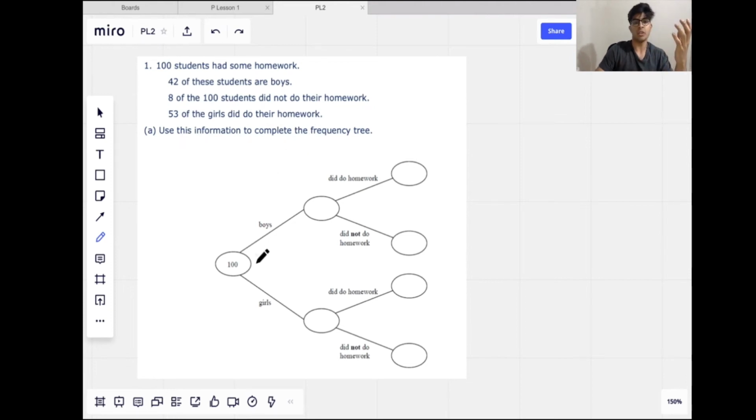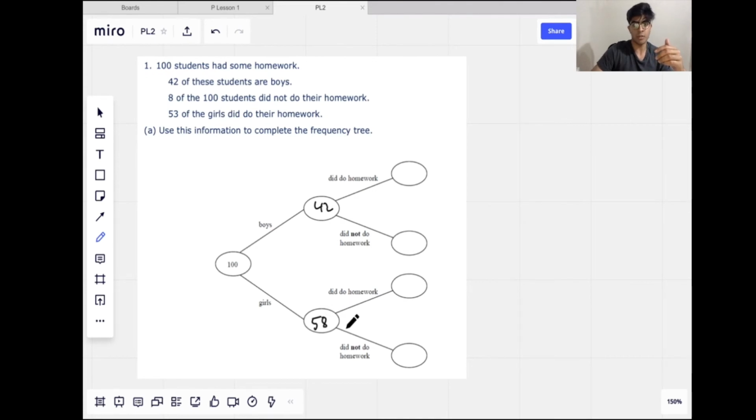Okay, so this frequency tree is saying, look, there's 100 kids in the beginning. How many boys are there? Well, that 42 comes here, so there's 42 boys. This branch on the left is basically saying, let's split this 100 into boys and girls. There are 42 boys, and how many girls? There are 100 minus 42, which is 58. So there's 58 girls. Now we split the boys again into those who did their homework and those who did not. And same thing with the girls.